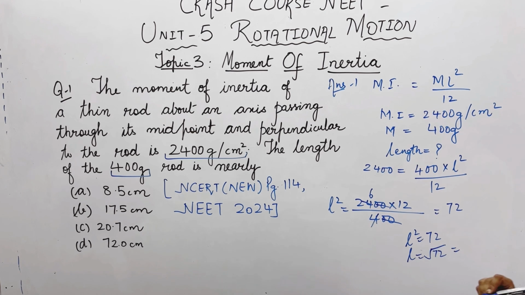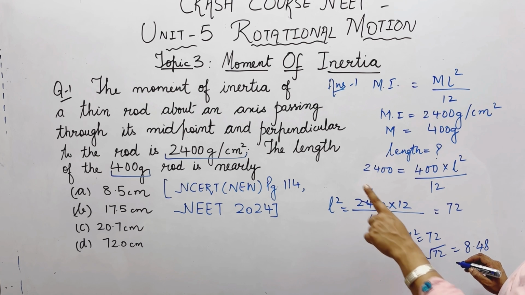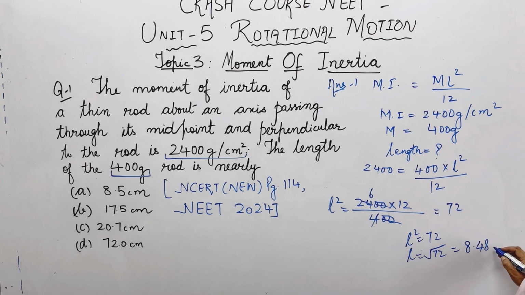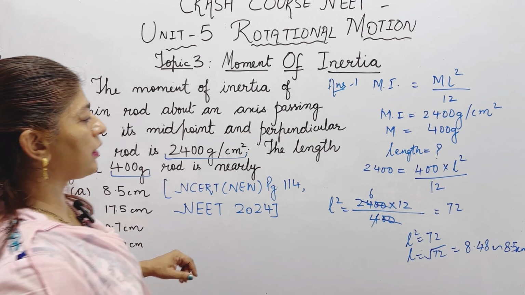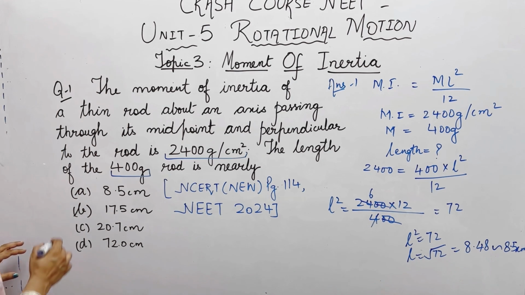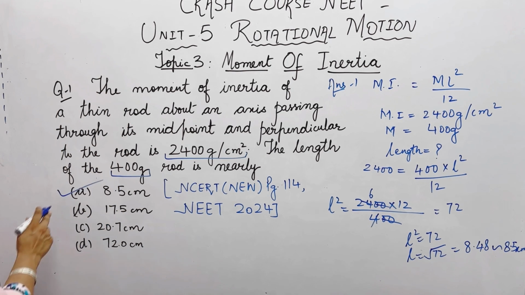So L is under root of 72. Under root of 72 is not a perfect square. If we solve, the value comes out 8.48. If we look at the first option, it is 8.5 centimeter. If we do the rounding off, the value of 8.48 is nearly equal to 8.5 centimeters. So our calculation goes with option A, and the answer for the first is option A, 8.5 centimeter.